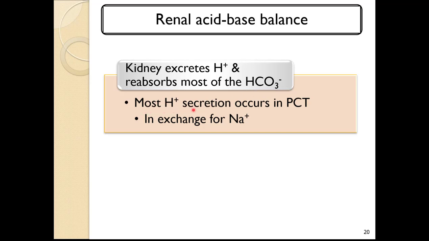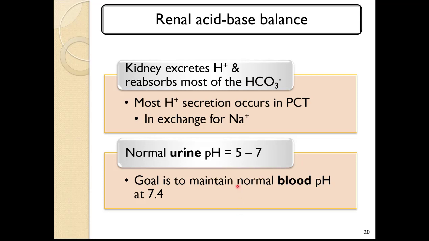Most of our hydrogen secretion, so remember this is moving hydrogen from the blood into the filtrate, occurs in the proximal convoluted tubule. And this is often in exchange for sodium. So remember we're trying to reabsorb sodium. So here we actually get a hydrogen sodium exchange, pulling sodium back into the blood. Remember we reabsorb about 90% of that sodium in the proximal convoluted tubule, and we'll move some hydrogen into the urine or into the filtrate at this point.